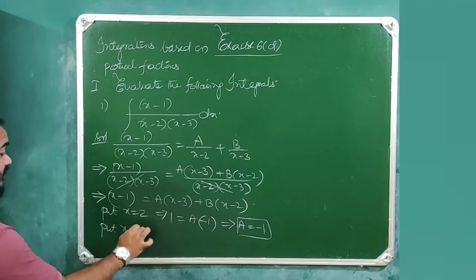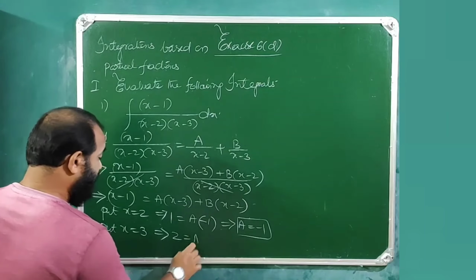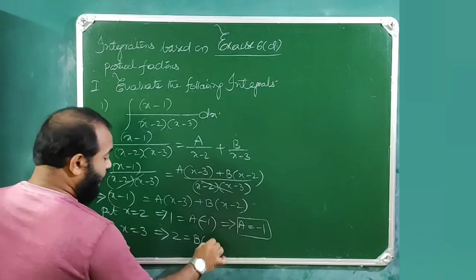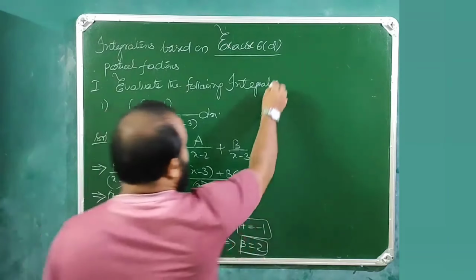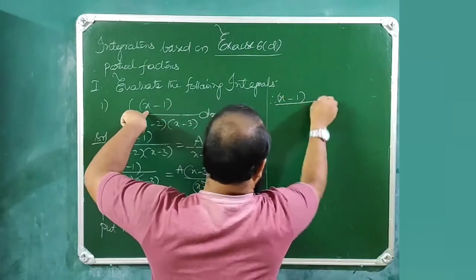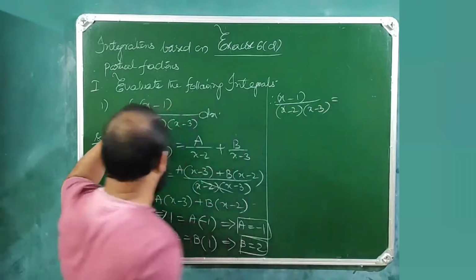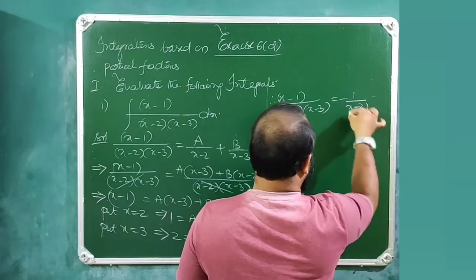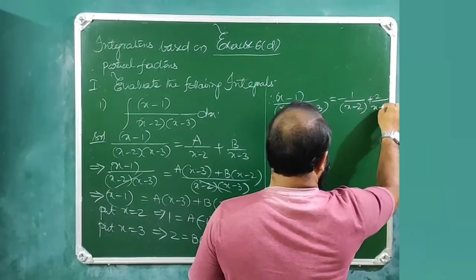Likewise put x equals 3. Let us substitute. 3 minus 1 is 2 equals a into 3 minus 3, this is 0, so b into 3 minus 2 is 1. From this, b is equal to 2 we get. So now x minus 1 by x minus 2 into x minus 3 is equal to, the value of a is minus 1, so minus 1 by x minus 2 plus the value of b is 2, so 2 by x minus 3.